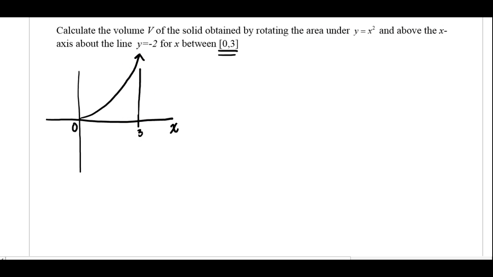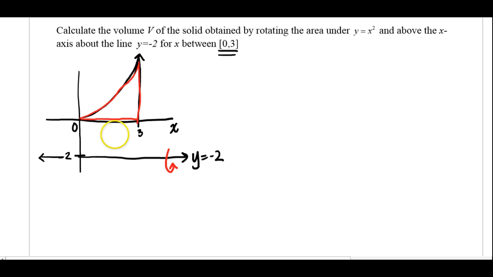Let me draw a straight line up so I can highlight the region of interest. I'm rotating this region, which is above the x-axis. This little triangular region is the one that I'm rotating about the line y equals -2. -2 is a horizontal line down below the x-axis. So this is the line that I'm rotating about, y equals -2.